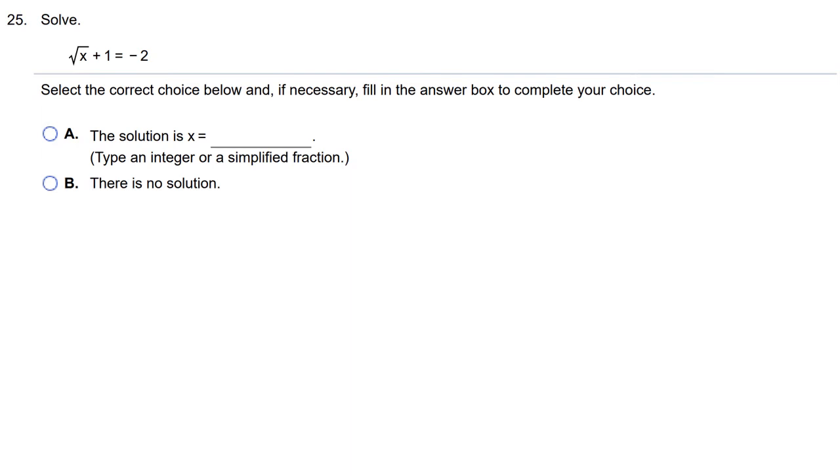Solving radical equations is actually easier than simplifying. First thing we're going to do when we solve this is get the radical by itself by subtracting 1 from both sides, and we get the square root of x equals -3. Then we're going to square both sides, and we get x equals 9.